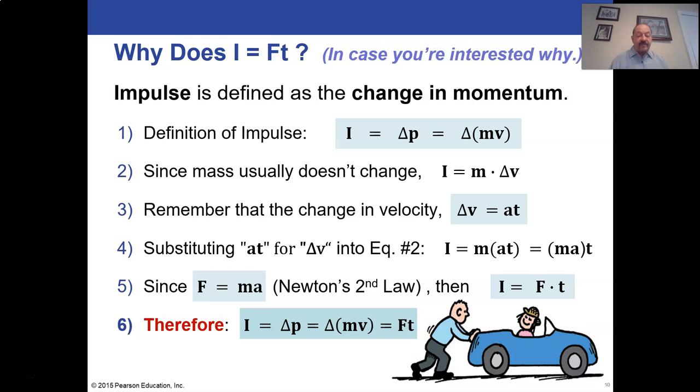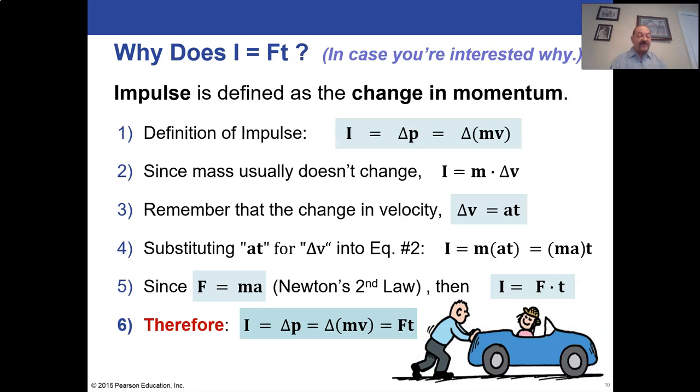Now, why is this important? Well, we've already talked about how momentum is proportional to mass and proportional to velocity, but I want you to look at equation 2, where the impulse is also dependent on the change in velocity. And since the change in velocity is dependent on acceleration and time, impulse is also dependent on the acceleration that happened during this event of slowing down or speeding up. It's also dependent on time.